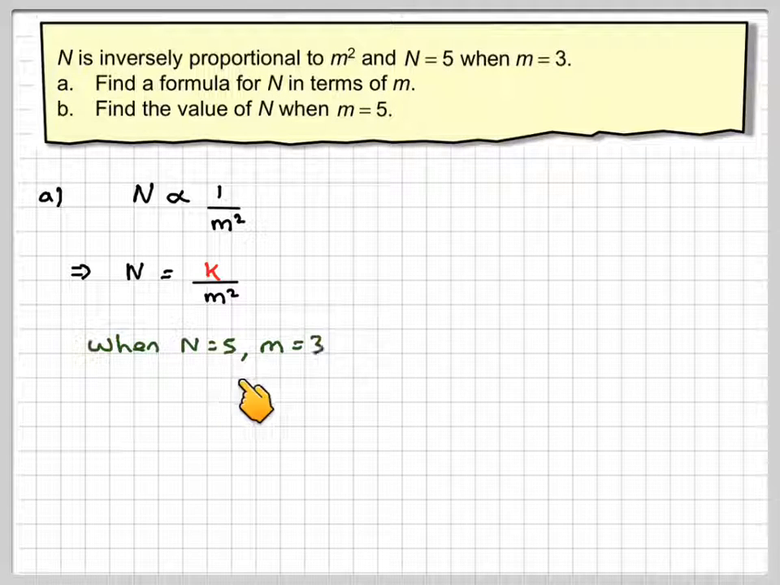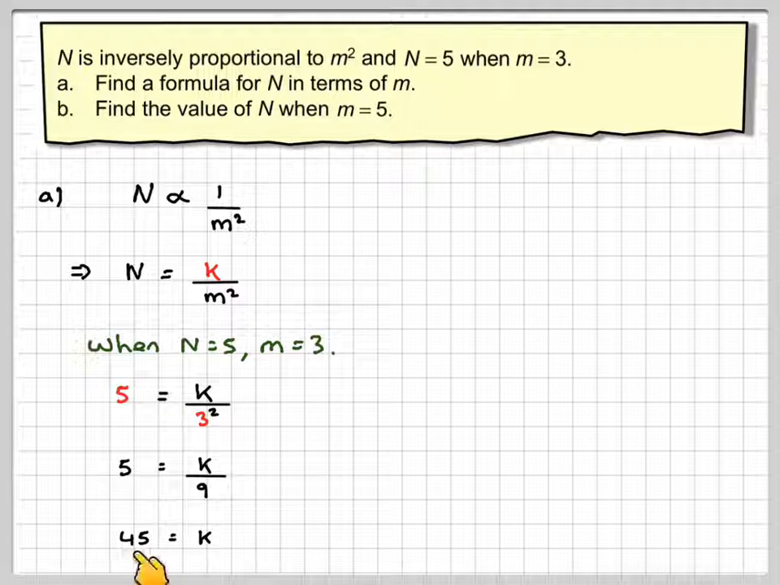So when n is 5, m is 3, substitute in, we get 5 is equal to k divided by 3 squared. Don't forget it's m squared, so we need to put 3 squared. That gives you that 5 is equal to k over 9, and then k will be equal to 45.